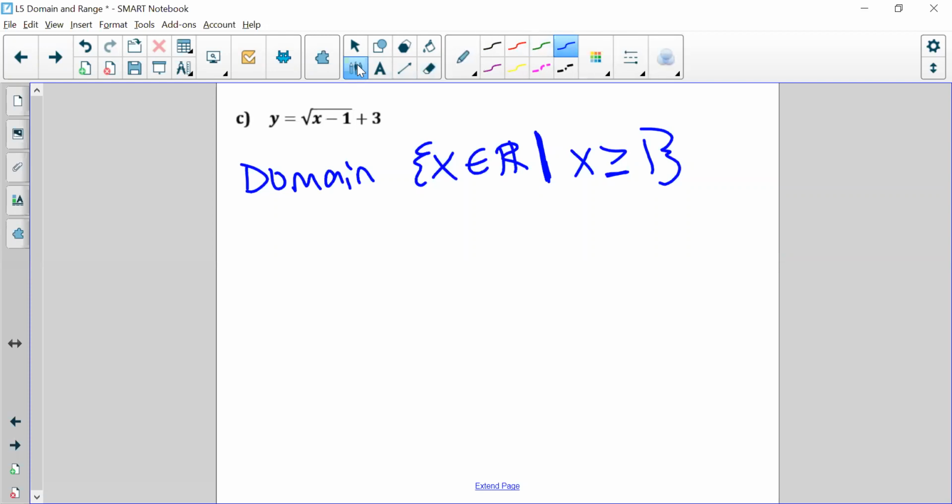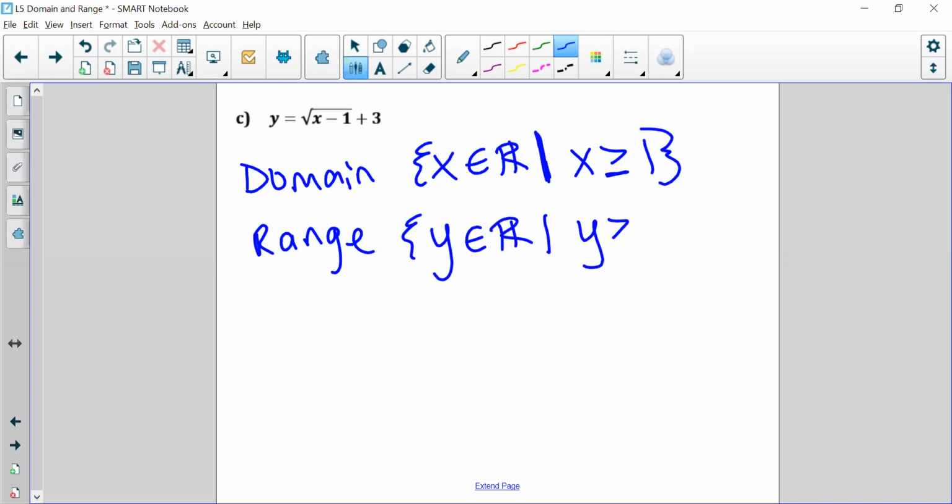Okay, so with the range, we just said we're always going to write it's all real numbers, and we said y is greater than and equal to 3. It does not exist less than 3. Actually, what I can do is I'm going to input pictures of the graph too, so we have that in our notes. Let me grab this.